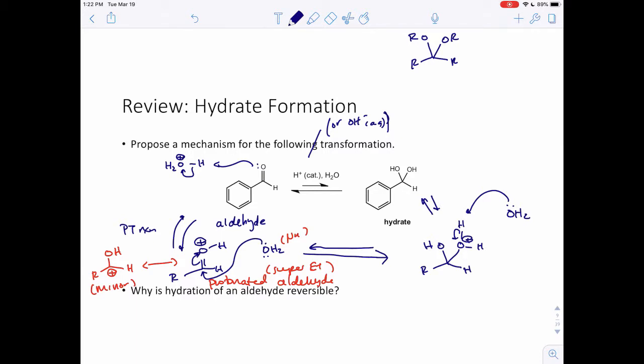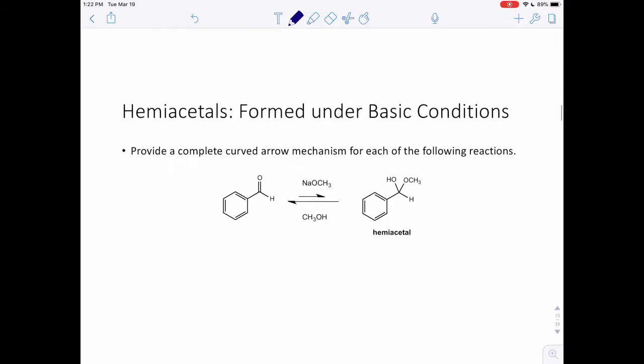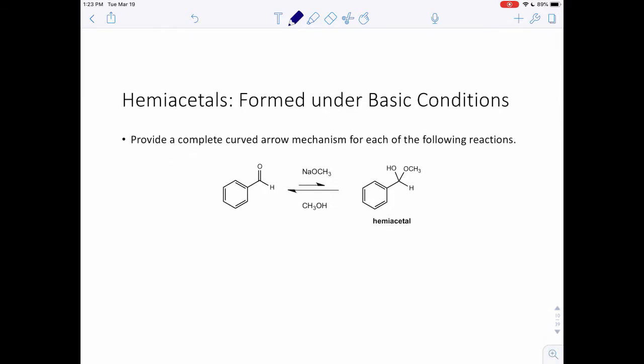And as you've learned, hydrate formation is an equilibrium, and in most cases, the equilibrium constant is less than 1, so it favors the reactants. We can quickly review hemiacetal formation. So under basic conditions, this is the only time you can isolate the hemiacetal. It'll be formed under acidic conditions, but you're going to see in a minute that you can't isolate it.